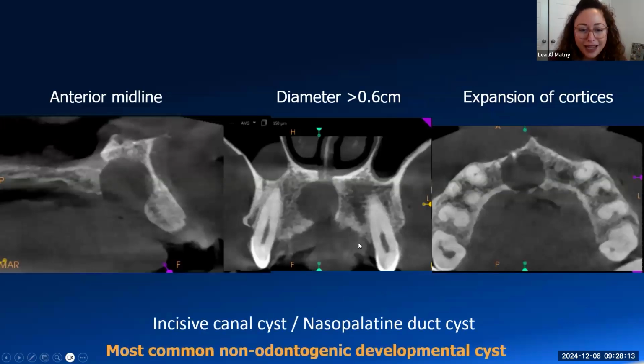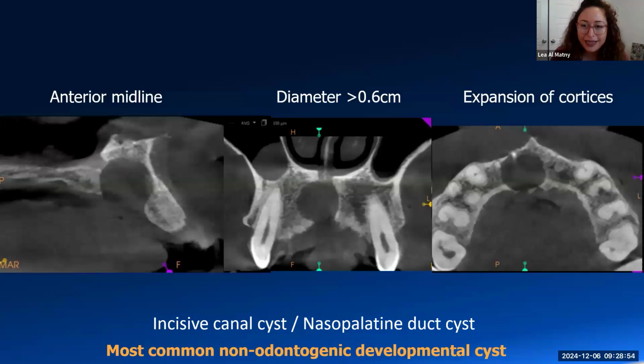So the incisive canal cyst or nasopalatine duct cyst is the most common non-odontogenic developmental cyst. And I'm sure you know more than I do. Sometimes you will have patients that are symptomatic, where symptoms are suggestive of an incisive canal cyst. Whereas you might have other patients that are completely asymptomatic, they feel nothing, you see nothing clinically, but when you open that CBCT scan and you scroll on axial view, you see that large lesion in the midline of the maxilla.